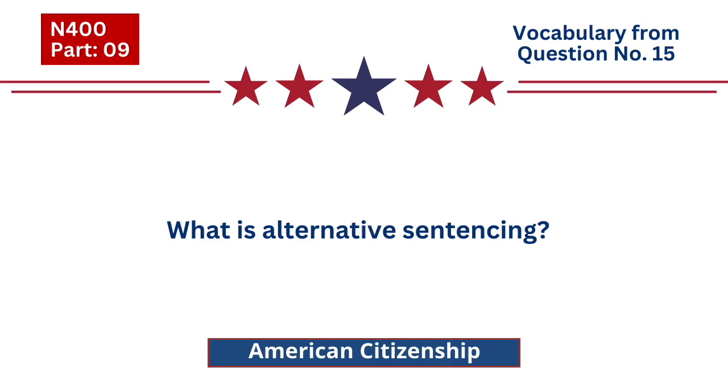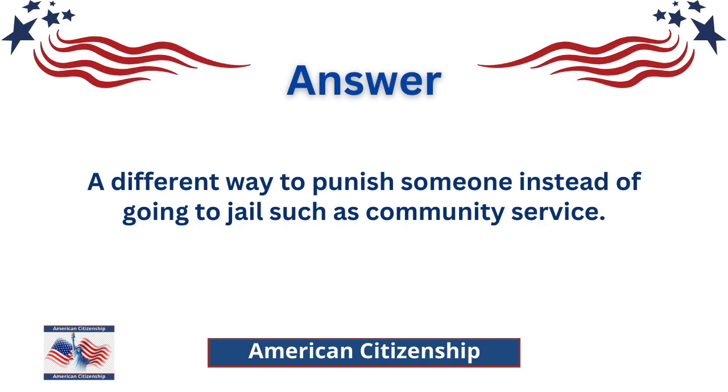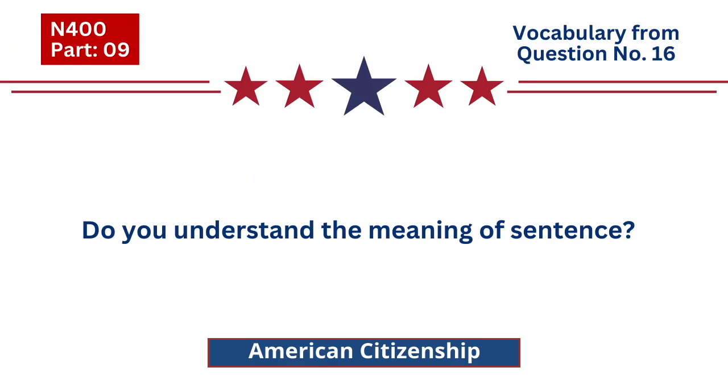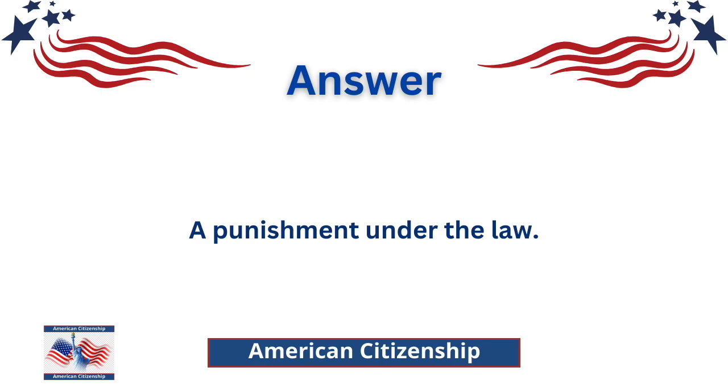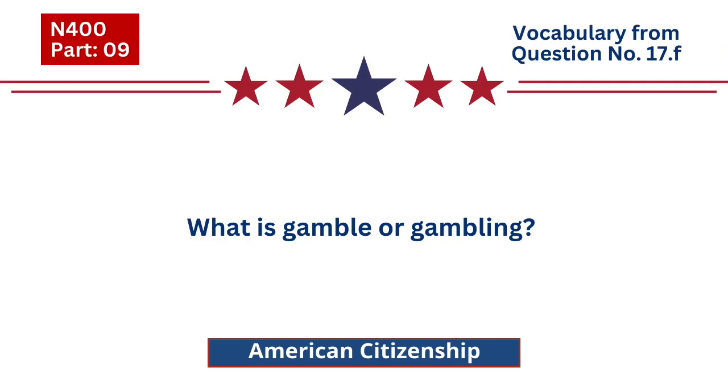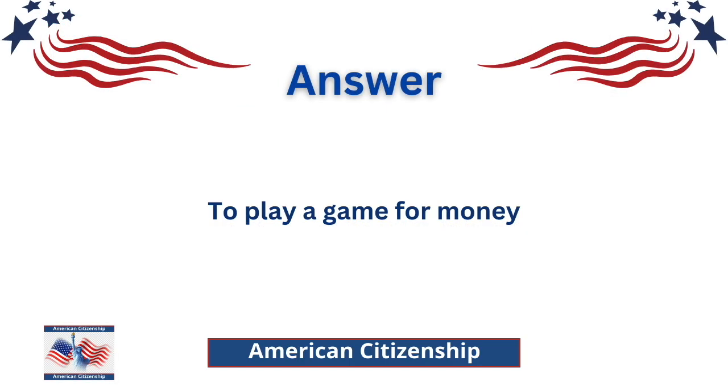What is alternative sentencing? A different way to punish someone instead of going to jail, such as community service. Do you understand the meaning of sentence? A punishment under the law. What is gamble or gambling? To play a game for money.